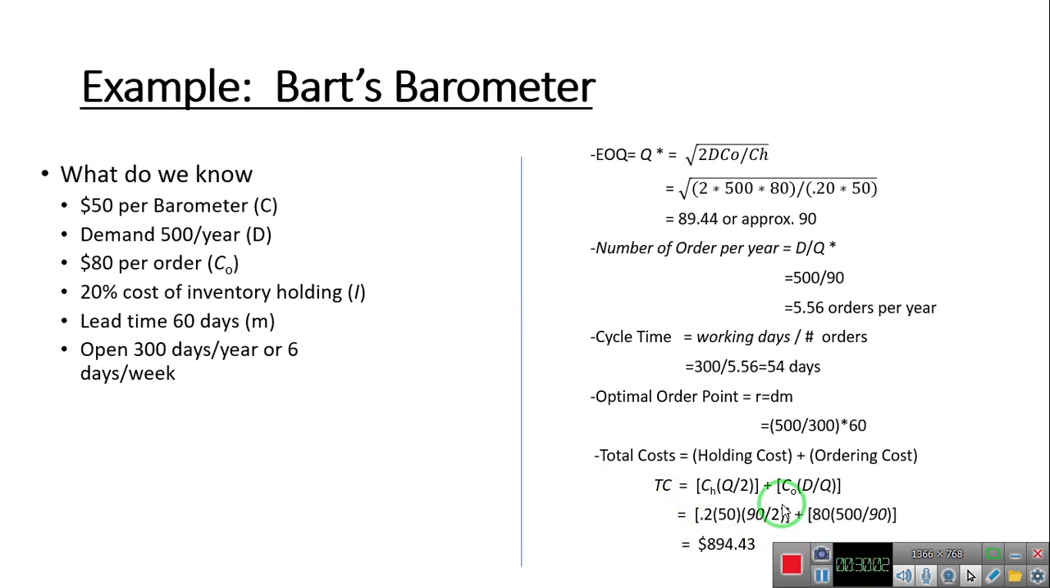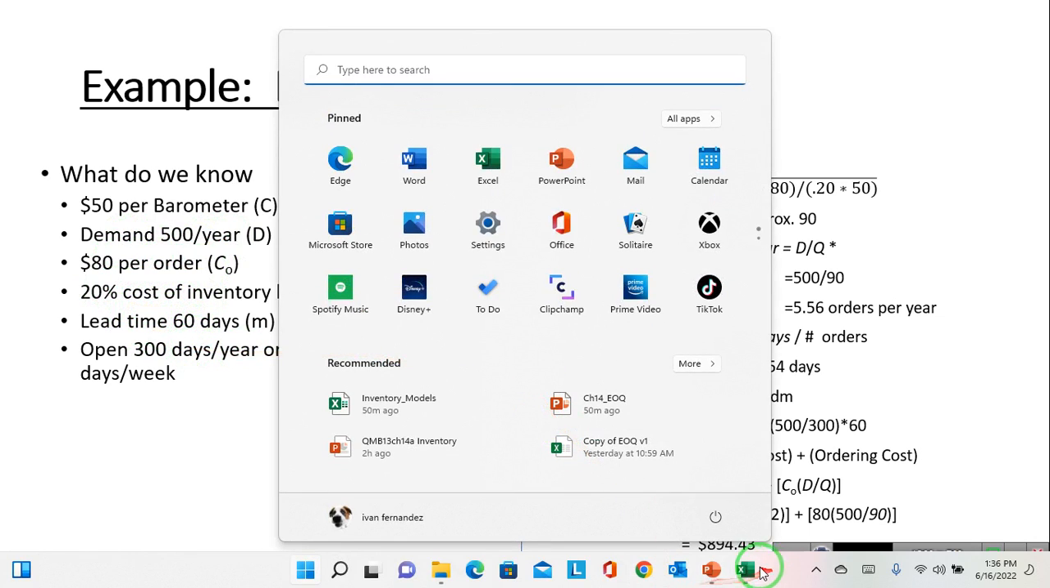And I have some good news for you. You don't have to do all of this manually. I have prepared an Excel file that does all of this for you. What I'm doing in this series of presentations is showing you where these things come from, and I'm going to show you how to use the Excel so you can quickly get the answers. So let me remember: it's $50 per barometer, 500 demand, 80 per order, 20% cost, 60 days, 300 days.